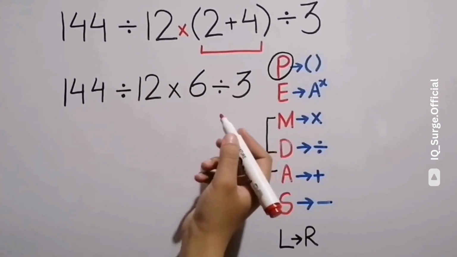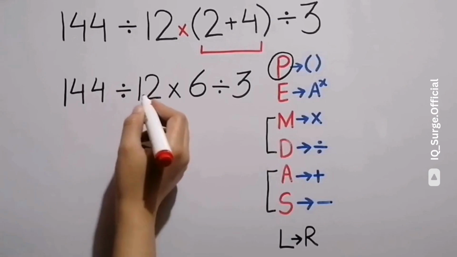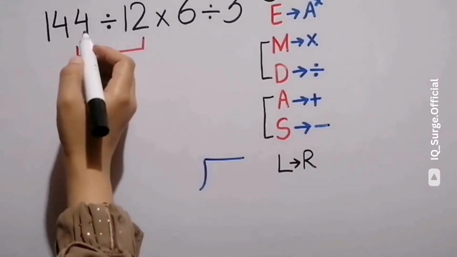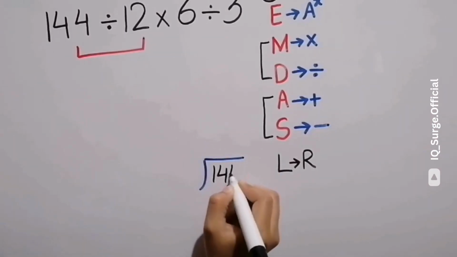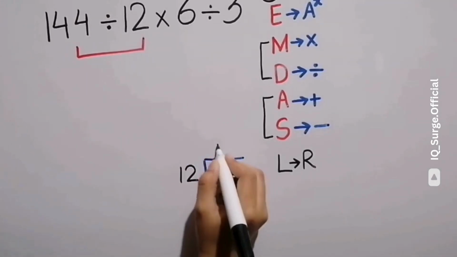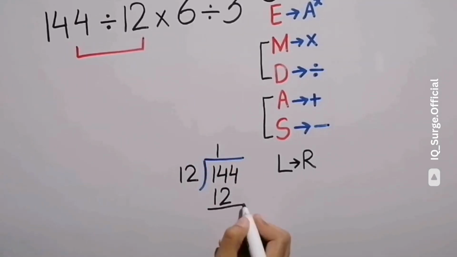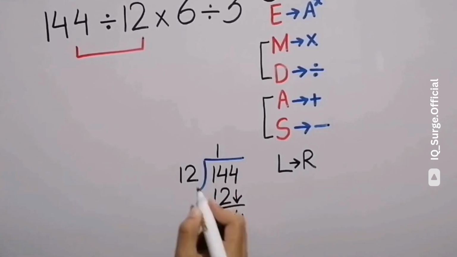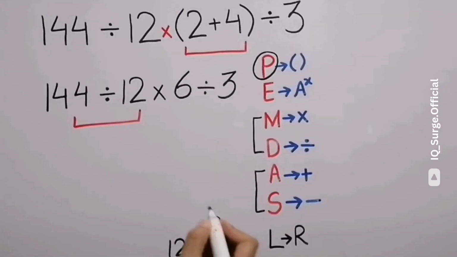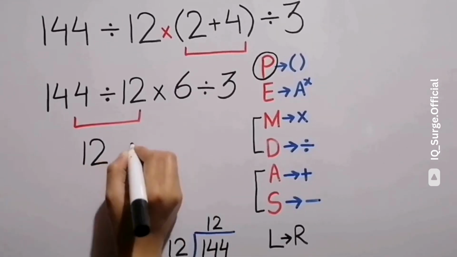First we do division between 144 and 12. We write 144 inside the division and 12 outside the division. First we take two digits and then 12 times 1 equals 12. Subtract, bring down 4, and then subtract 12 from 14, that gives us 2. And finally 12 times 2 equals 24, and then the remainder is 0. So the quotient is 12, then times 6 divided by 3.